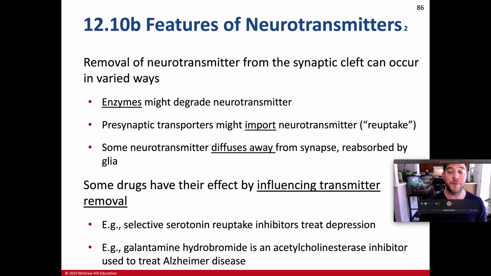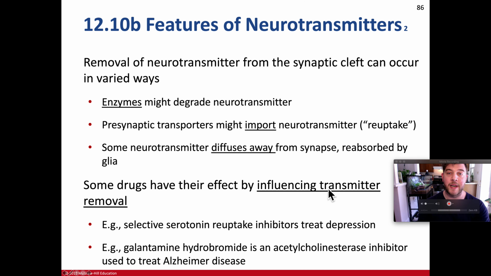And some neurotransmitter diffuses away from the synapse, and it's resorbed by the glia, the supporting cells of the nervous system. So it is released into that synaptic cleft, and it just kind of floats around in there. Most of it will go and bind to the receptors, but then some of it will float away.